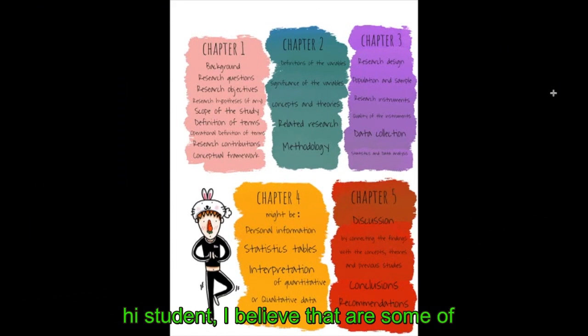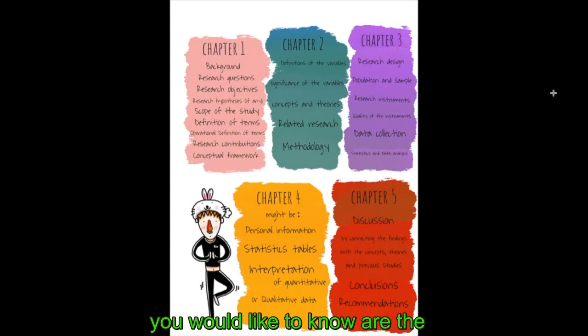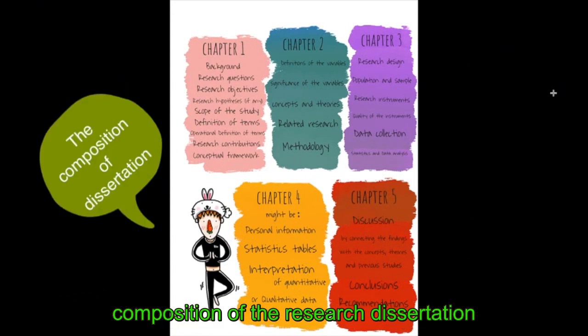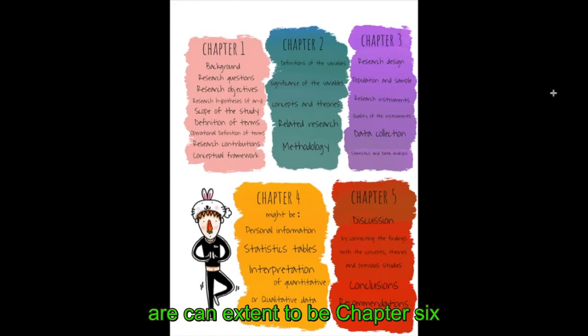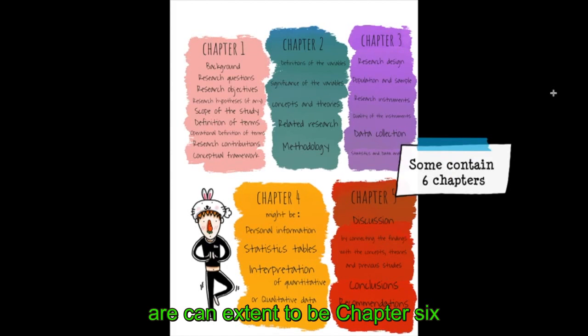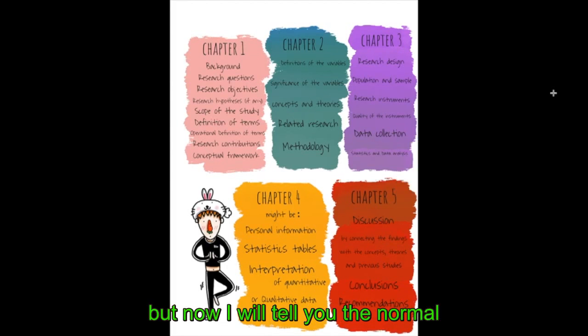I believe that some of you would like to know the composition of the research dissertation. There are 5 chapters in total normally, okay? But some research or dissertations can extend to chapter 6. But now, I will tell you the normal dissertation here.